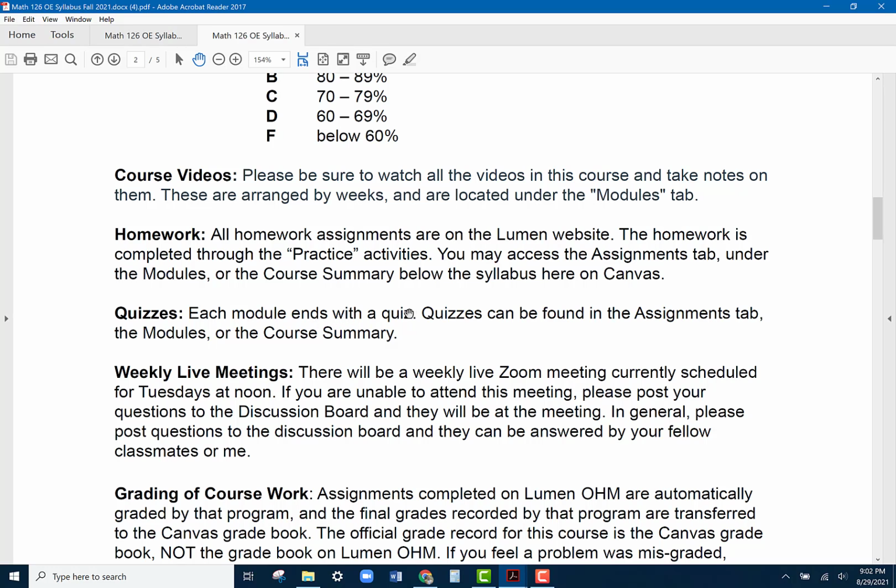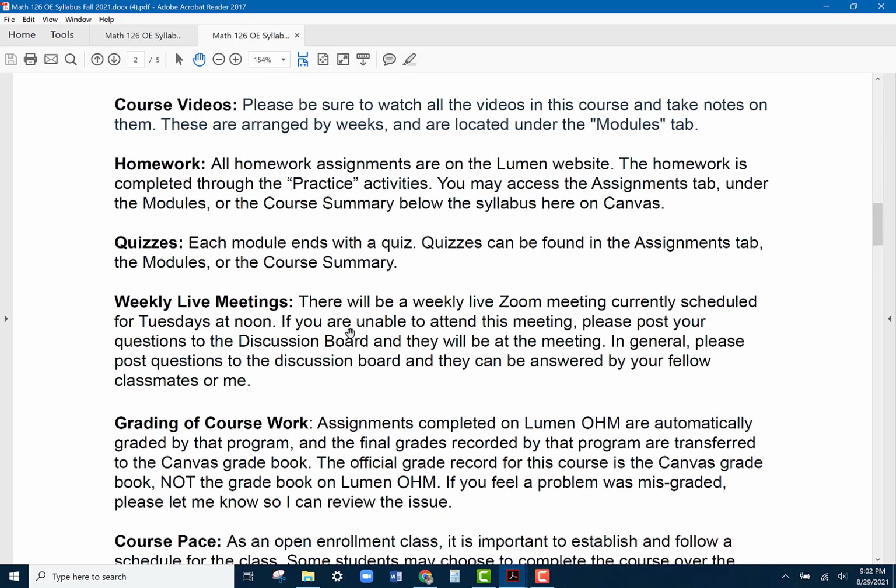Quizzes: each module ends with a quiz. These are like your chapter tests, basically. Quizzes can be found in the assignments tab, the modules, the course summary again.